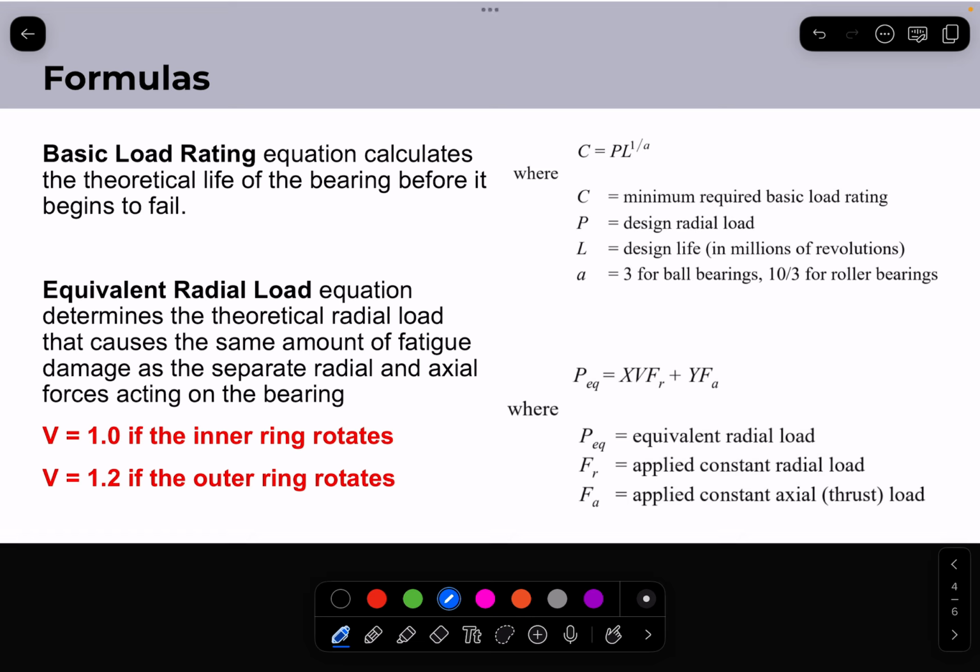Here are the formulas that are used in the FE exam reference manual. The first one is the basic load rating equation, which calculates the theoretical life of the bearing before it begins to fail.